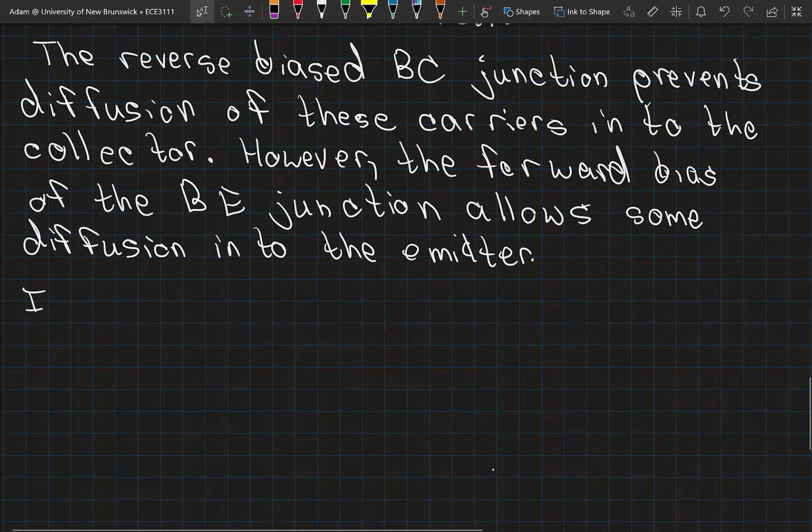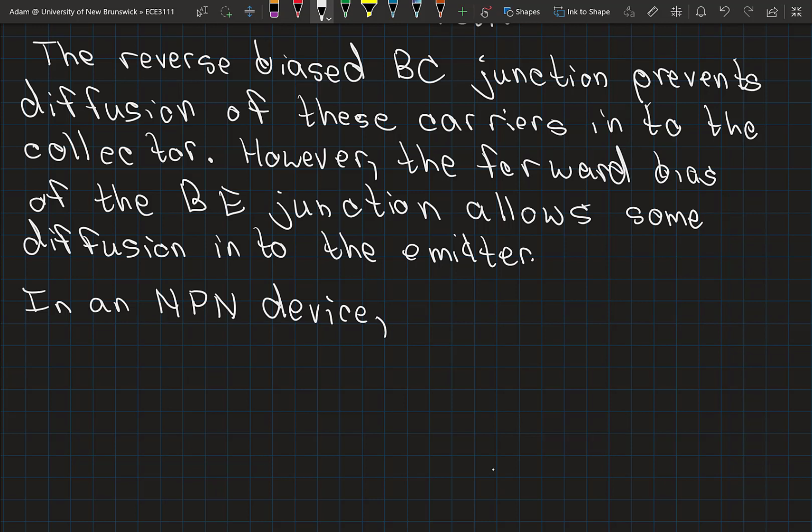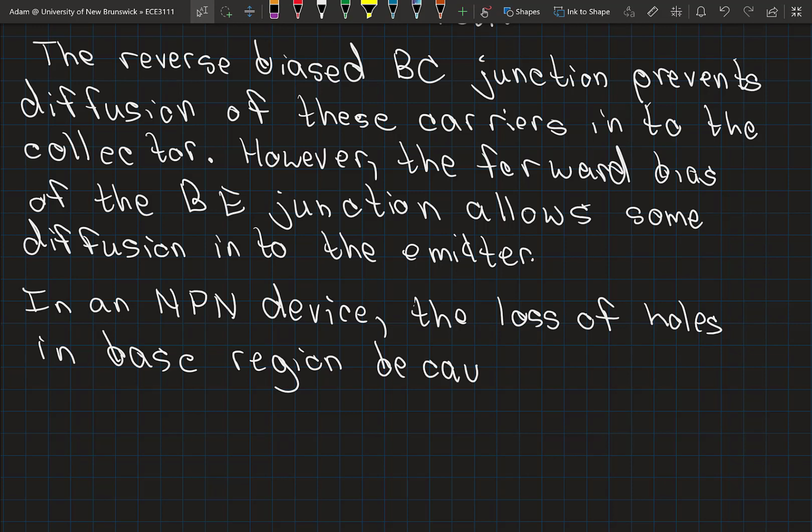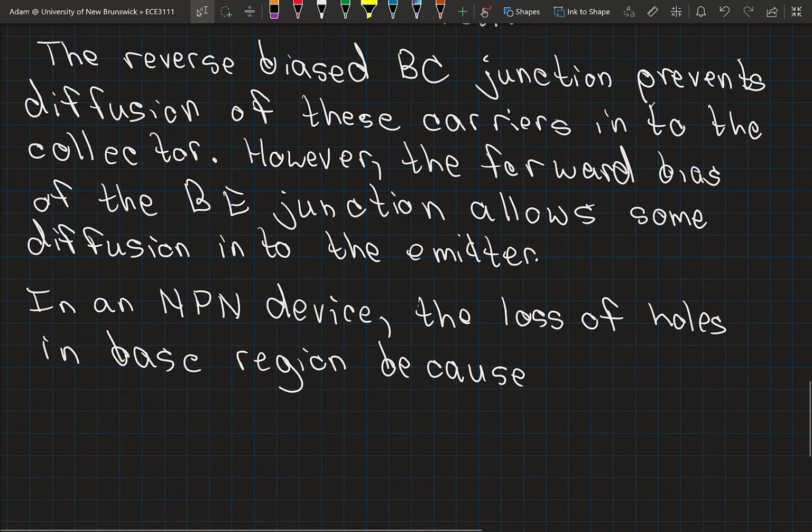And again, we're making specific reference to an NPN device, and we can make all these same arguments for a PNP as well, just we'll be talking about the opposite charge carrier. And in an NPN device, the resulting loss in holes in the base must be replenished through the external circuit.